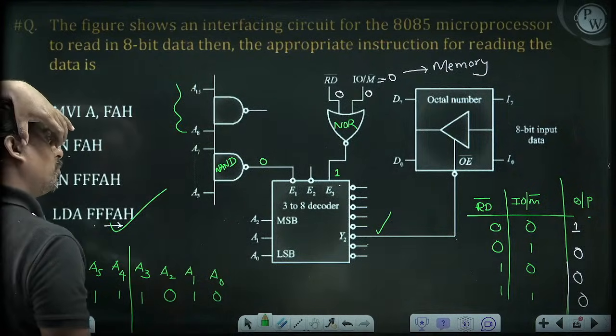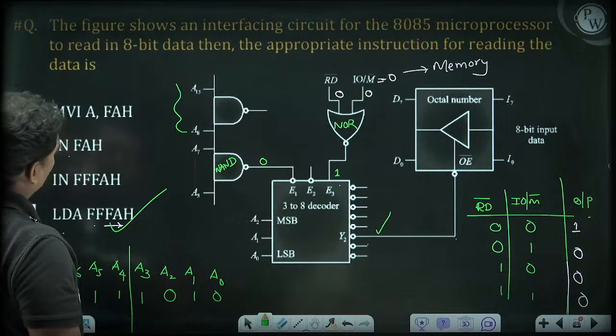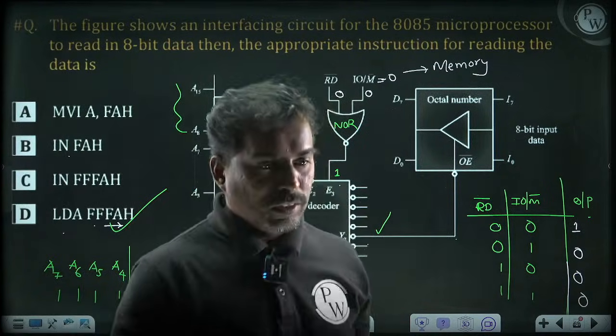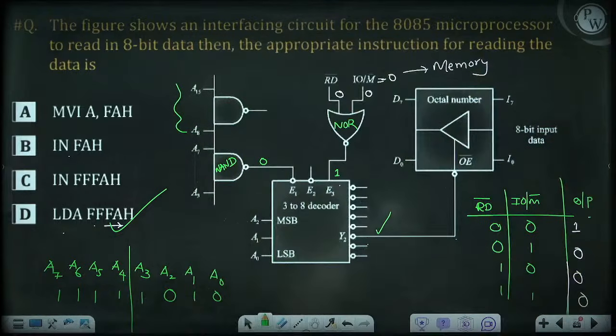Okay. Chalo. Enough for today. Last question. Any doubts in the last question?